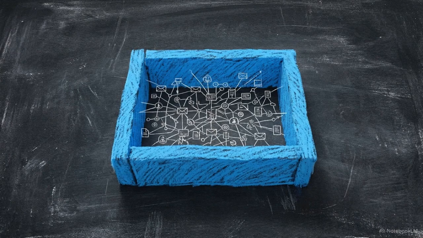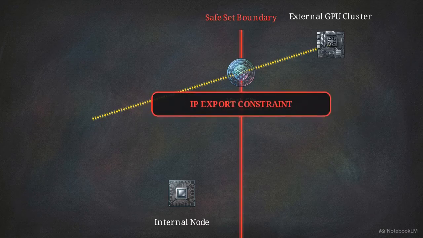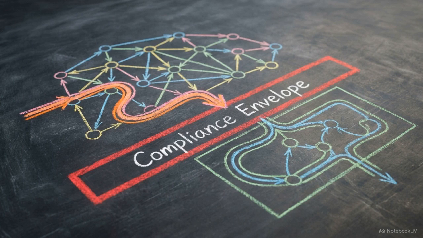But there is an absolute, non-negotiable constraint: the projection into the safe set. In a lithography scenario, the system attempts to route a mask synthesis clip to an external GPU cluster. The safe set actively blocks this action to prevent exporting restricted IP, forcing the optimization to find a legally compliant path. Bounded actuation ensures that while the AI optimizes aggressively, it can never bypass the validation envelope, license limits, or legal constraints of the fab.